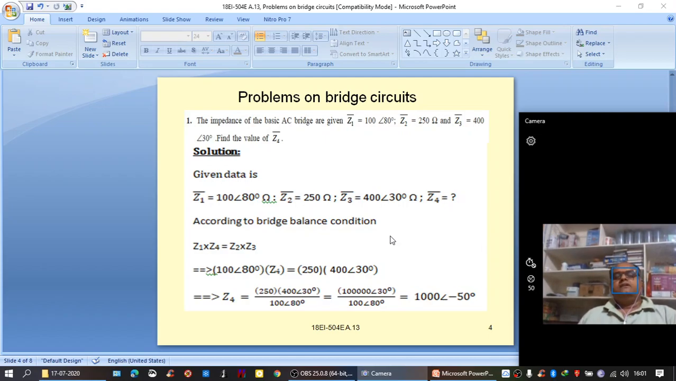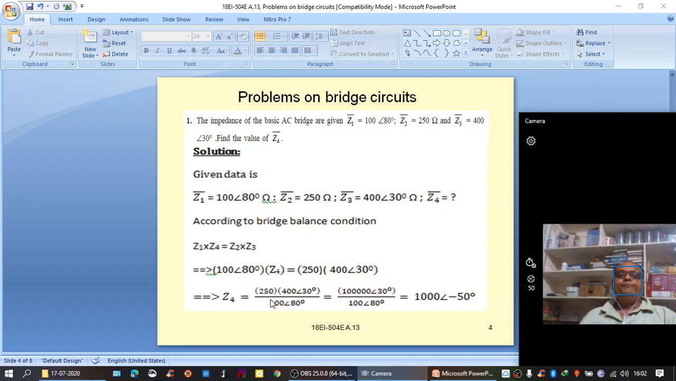Now we know that according to bridge balance condition, Z1 Z4 should be equal to Z2 Z3. That is, the product of the impedances in the opposite arms should be equal. It can also be divided into two subconditions, that is, the product of the magnitudes of impedances in the opposite arms should be equal, and the sum of the phase angles of the impedances in the opposite arms should be equal.